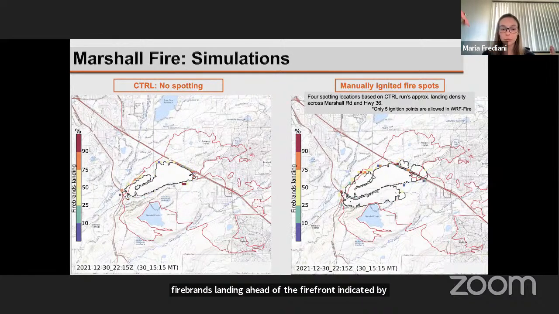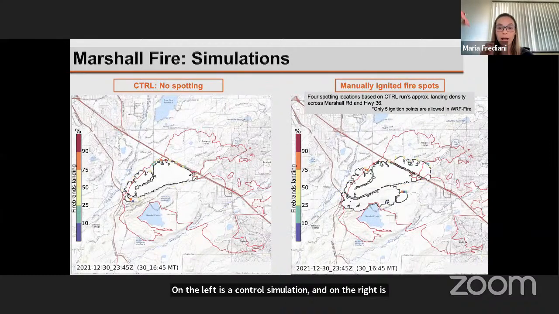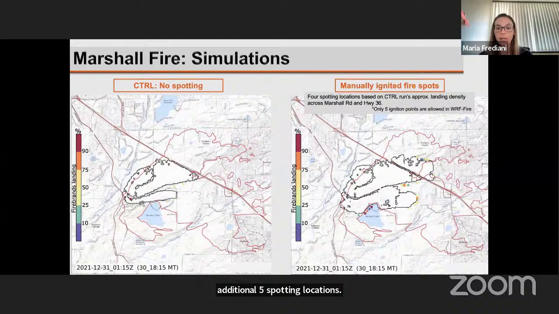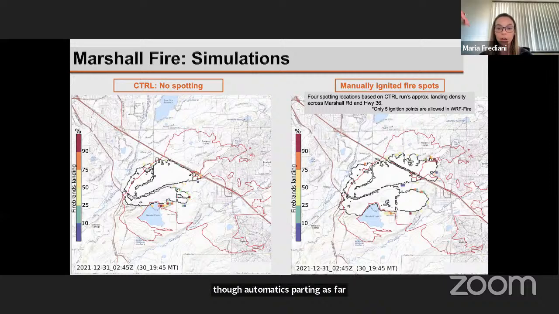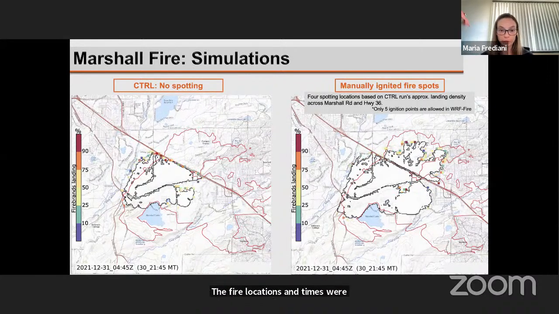On the left is a control simulation, and on the right is a simulation showing the fire spreading with additional 5 spotting locations in addition to the primary ignition point. Even though automatic spot ignitions are not part of the parameterization, the fire locations and times were chosen based on the output of the control run.